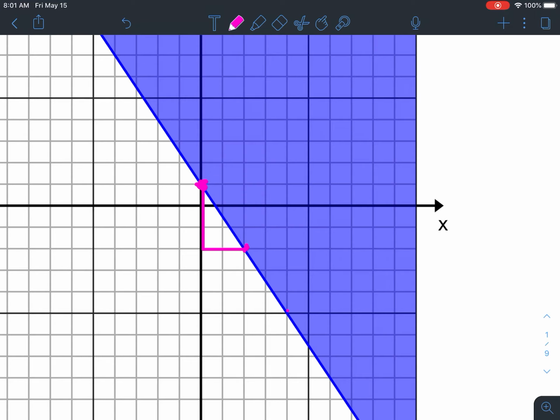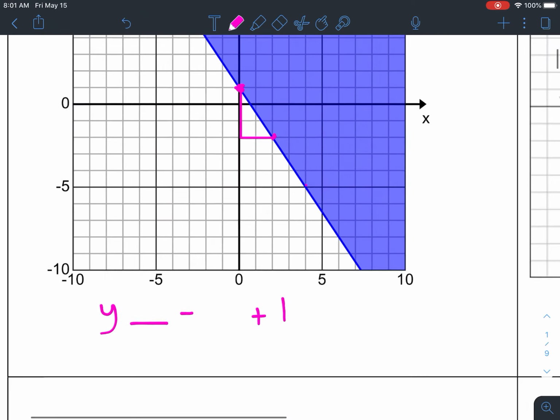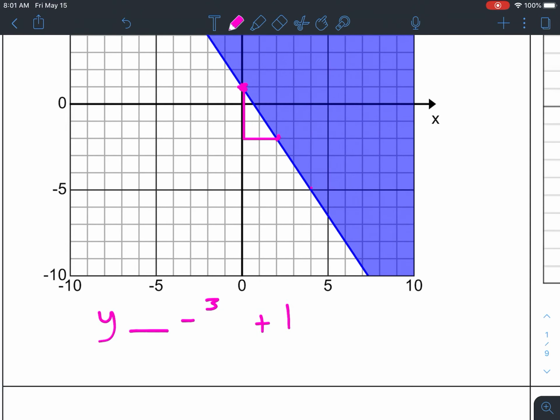So we know that we're going rise over run, so up and down. So we're going to go down 1, 2, 3, and over 1, 2. So we know that is negative 3 over 2 x.